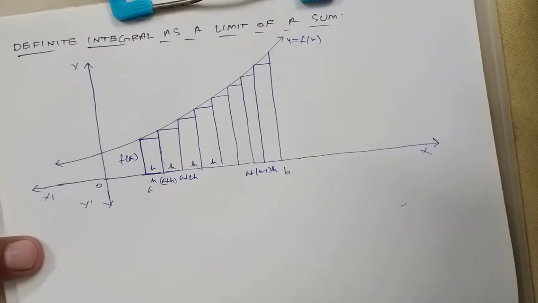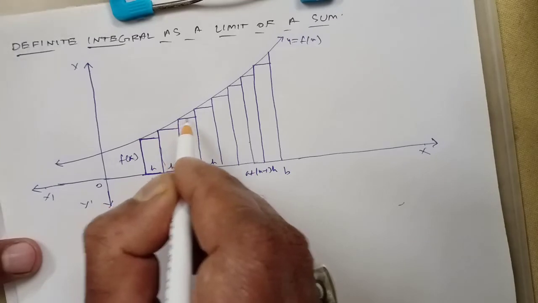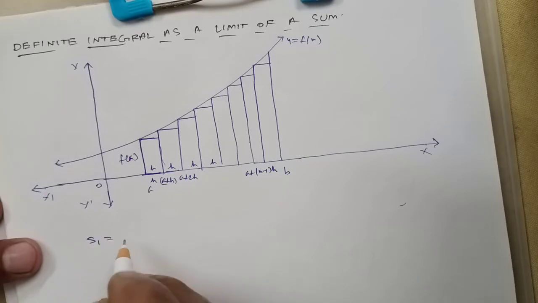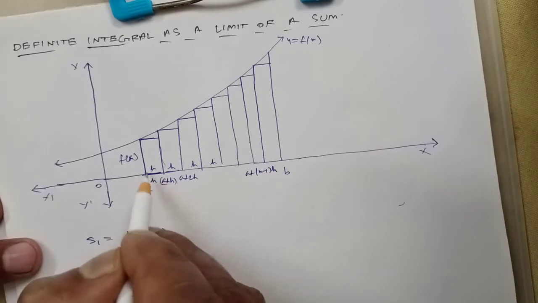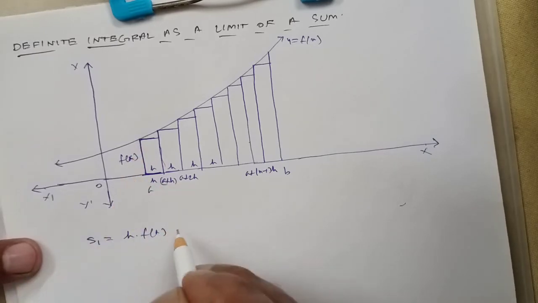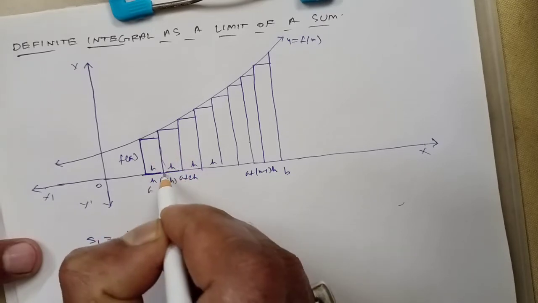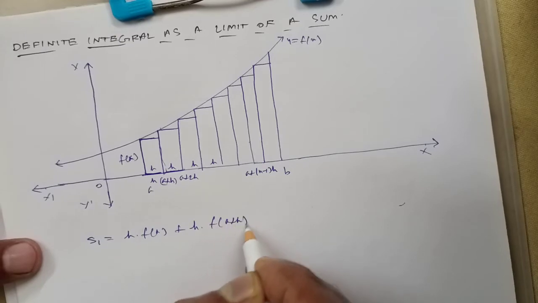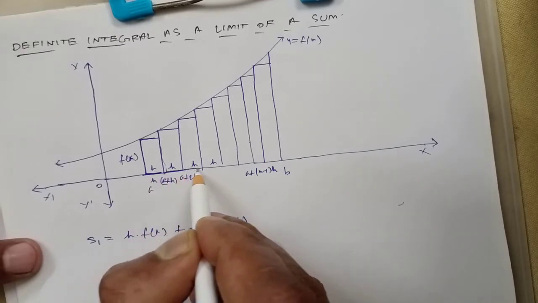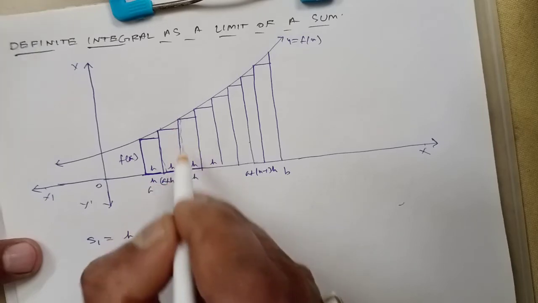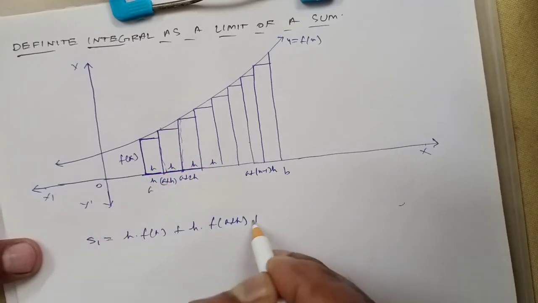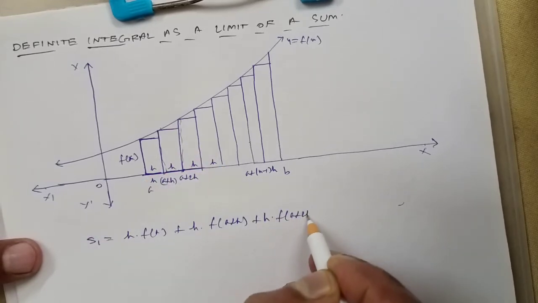In this way, if we consider the sum of all the rectangles to be S1, then S1 equals h into f(a). Look, this dimension is h, this is f(a). Plus, for this rectangle, this dimension is h, but this dimension is f(a plus h). So h into f(a plus h). For the third rectangle, this dimension is h, and this is f(a plus 2h), because this point is a plus 2h. So h into f(a plus 2h).